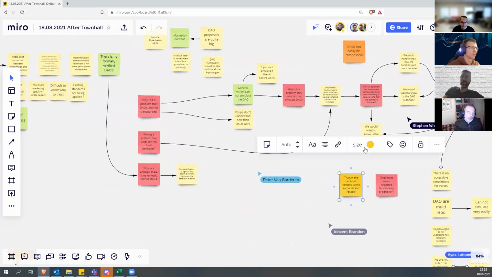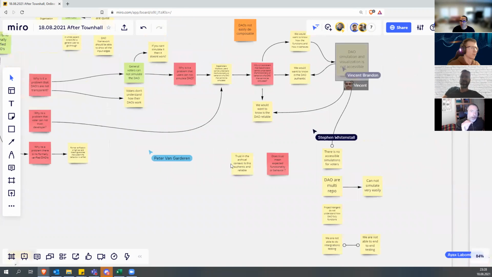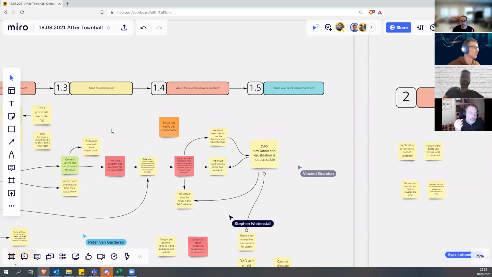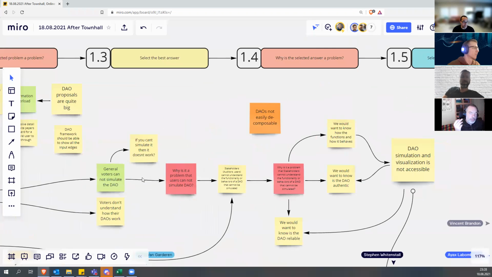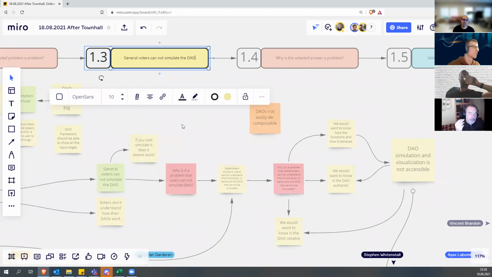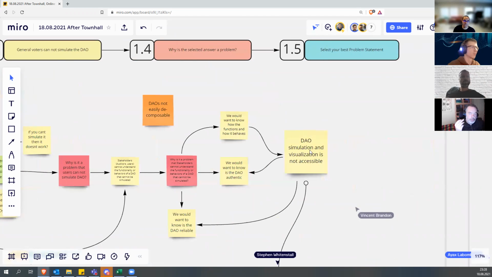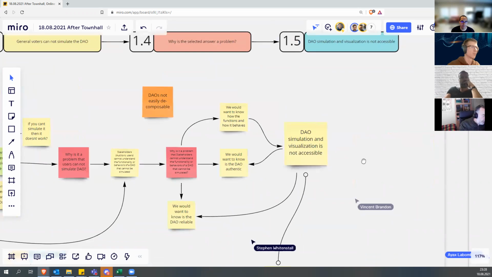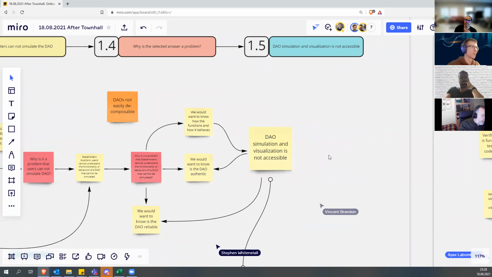I really like where we've ended up though. DAO simulation and visualization is not accessible, because you're right, Stephen. Yes, you can do it with a workflow. You could spin up Jenkins and redo everything that Cardano is doing for Catalyst, but it would be a nightmare. It would take 10 people about 2 weeks probably to figure that out and get it running, right? Yeah, because you have to spin up your commander and you have blockchain.